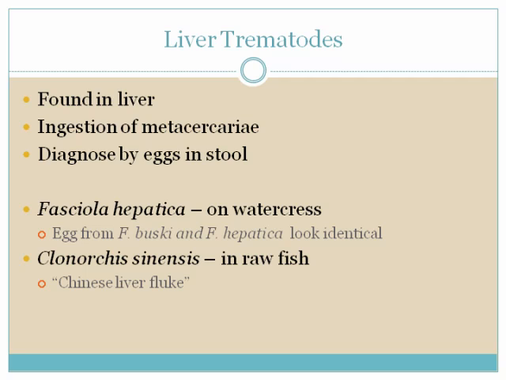The liver trematodes are found in the liver, and you get these through the ingestion of the metacercariae. You diagnose them by seeing the eggs in the stool. Two that we're going to talk about are Fasciola hepatica, which you get from watercress. The eggs from buski and hepatica look very similar. Clonorchis sinensis, that egg looks a little bit different. It's smaller. And you get this one from raw fish, and this one is called the Chinese liver fluke.